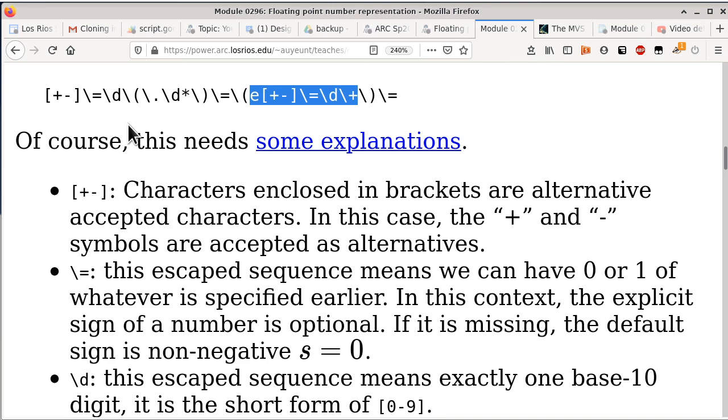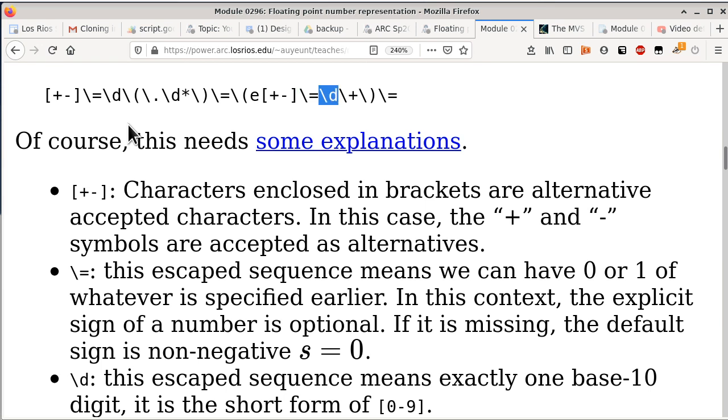Well, this block starts with an E, a lowercase e. Most letters are literal, so that means the E has to be here, in this block. Then it's followed by the selection plus minus, choose one, or none, because the backslash equal to once again applies to the square bracket plus minus. If you want to, you can choose one of the two, but if you don't want any sign, which is implicitly a plus, you can leave the sign out entirely.